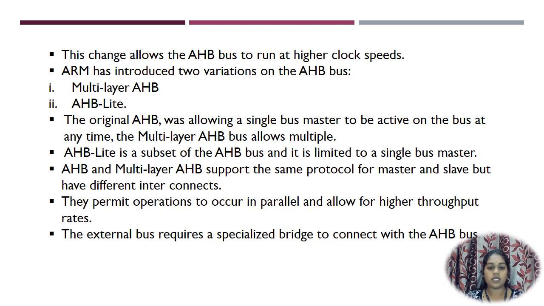The original AHB allows only a single bus master to be active, but multi-layer AHB allows multiple. The AHB Lite is a subset of the AHB bus that is limited to a single bus master. The AHB and multi-layer AHB support the same master and slave protocol but have different interconnections. They permit operations to occur in parallel and also allow for higher throughput rates. The external bus requires another specialized device to connect with the AHB.